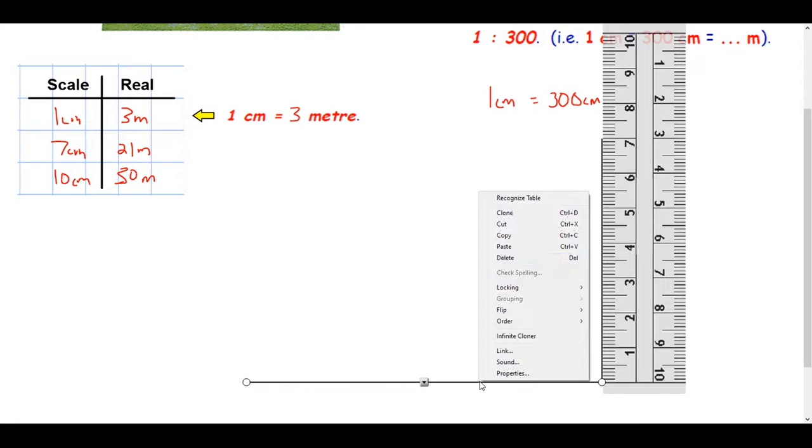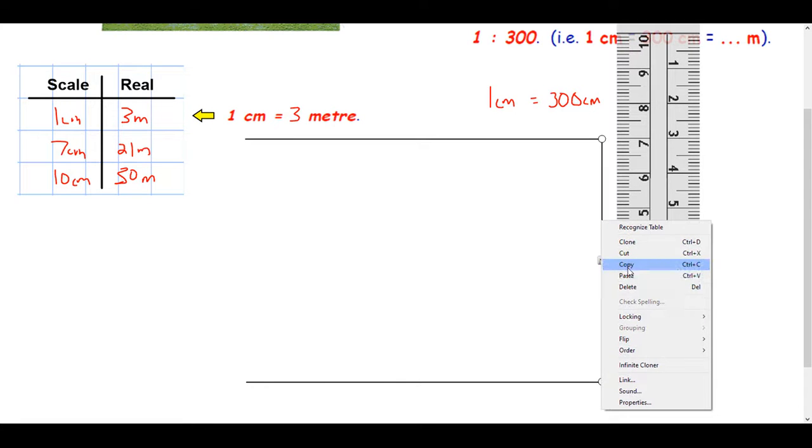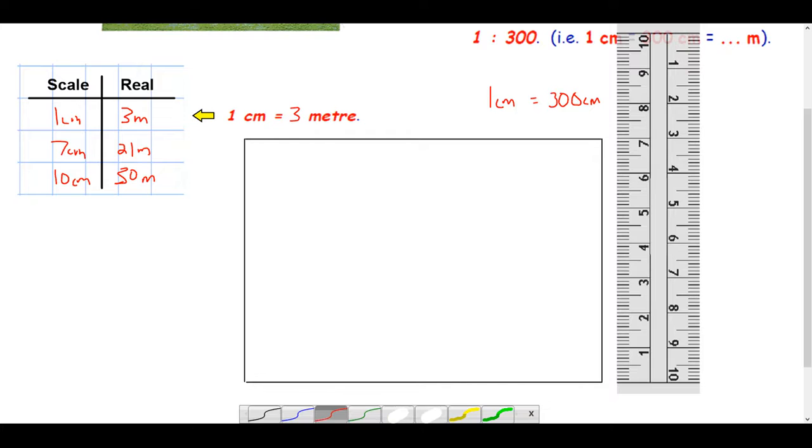Okay, and again, just for speed, I'm going to clone that and put that at the top. It means it's exactly the same size. And same idea here, I'm going to clone this side, and you can just draw it properly in though. And there we go. So that top side should be 10, and the other side should be 7. Again, put your lengths on, so that would be 10 centimetres, and that would be 7 centimetres. And the scale is 1 centimetre equals 3 metres.